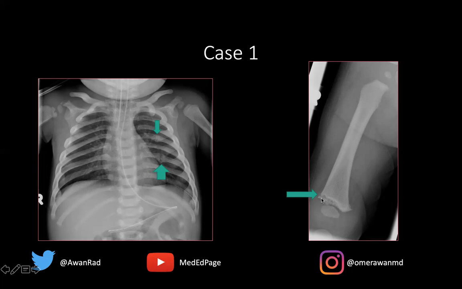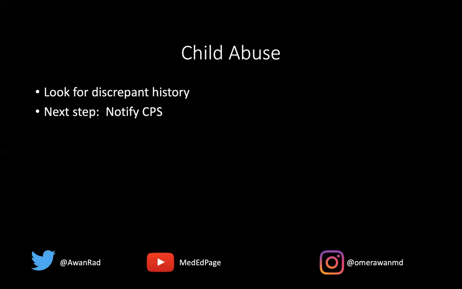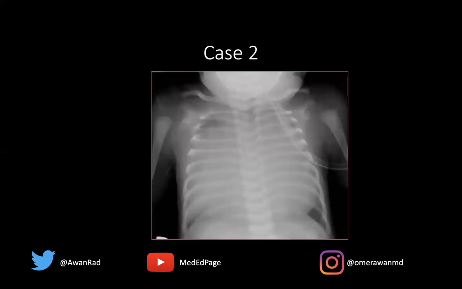This is essentially pathognomonic for child abuse or non-accidental trauma, right? We almost never see metaphyseal corner fractures in anything other than non-accidental trauma. So this is a very high-yield image for the shelf exam. You want to look for that discrepant history, right? Like the parents come in saying that the child fell, but there are all these injuries that don't match the fall, right? So the next step would obviously be to notify Child Protective Services. So, a very high-yield case of child abuse.